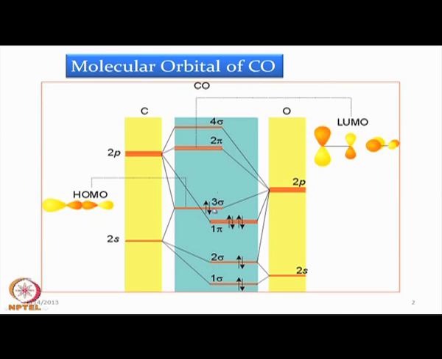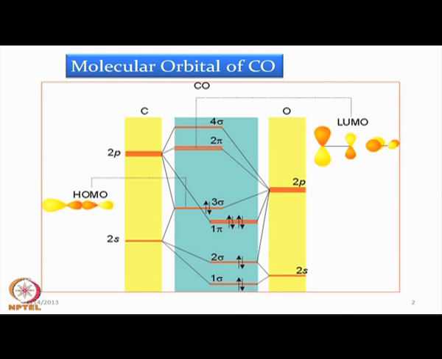So, we have the filled 3 sigma level. This 3 sigma level has some overlap from the s level, but mainly it is formed from the px interaction of the carbon and the oxygen. If we have the corresponding orbitals like this, that means this is the matching orbital from the carbon side as well as from the oxygen side, and this 3 sigma molecular orbital is filled with electrons. The bigger lobe shown here from the carbon side can donate these 2 electrons to the metal ion.